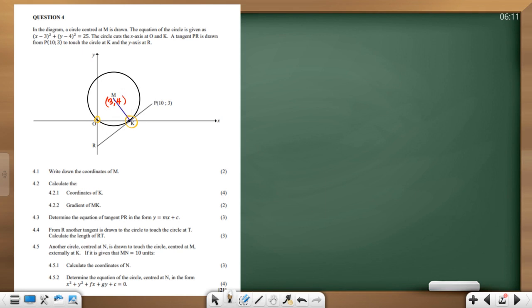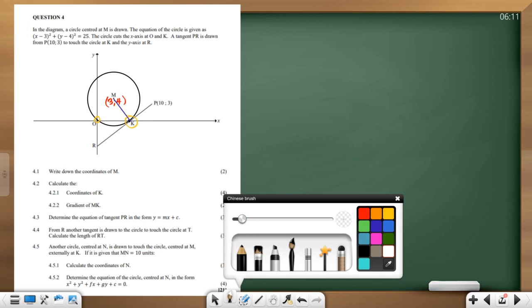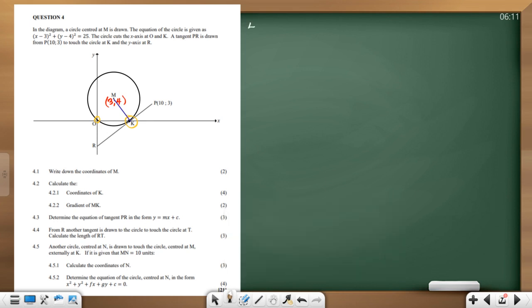Now, to get the equation of the tangent, we need the gradient of the tangent. Question is, do we know the gradient of the radius? Yes, we do. M rad is negative 4 over 3. Therefore, M tangent, what do we do? Change the sign, becomes positive, reciprocate, 3 over 4. Beautiful. 3 over 4. Do we know a point on the tangent? Yes. What's our point on the tangent? So M equals 3 over 4, and we know a point on the tangent, 6 and 0, which is point K.